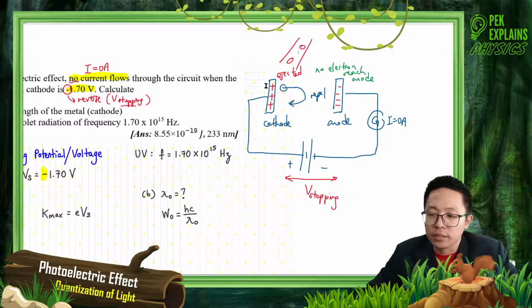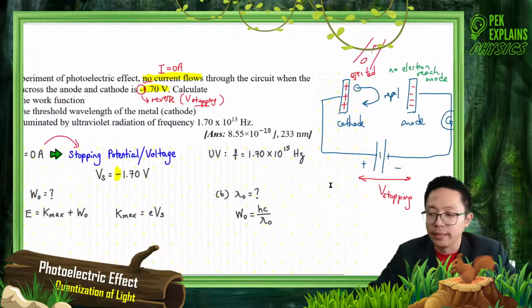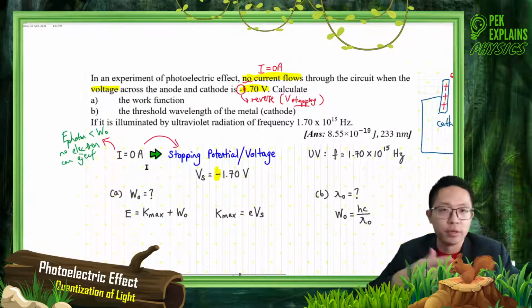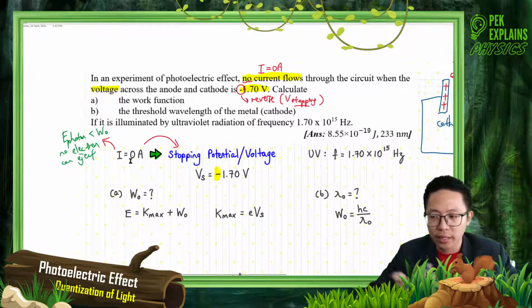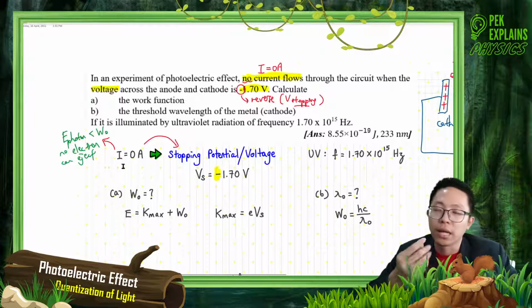The electron can still be ejected, but it's totally being repelled by a stopping voltage. So there are two conditions for current equal to 0. The first one may be the photon energy less than the work function, not enough energy to overcome the work function. So not enough energy to overcome the binding energy, so no electron ejected. Also current will become 0.